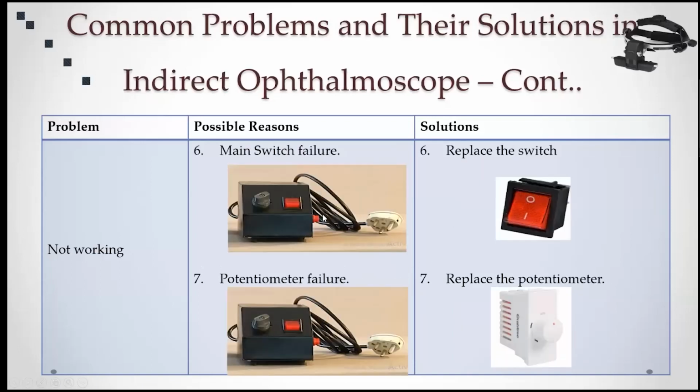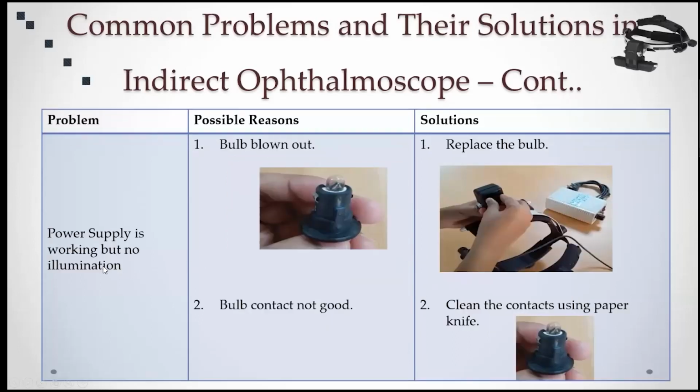And sometimes because of main switch failure or the potentiometer failure, you may need to replace those parts. But to replace this, you may need the help of the biomedical people. And if the power supply is working, but there is no illumination, then definitely there will be a problem with the indirect ophthalmoscope. So first you need to check whether the bulb is good or not. It can be easily checked using the multimeter. Check it using the multimeter, and then replace it with a new one.